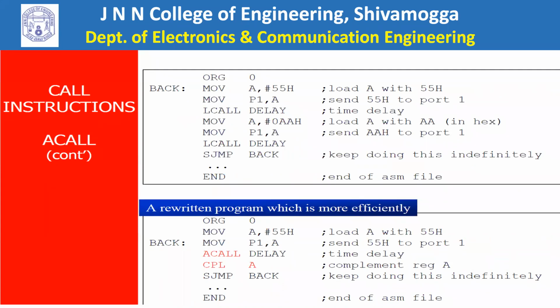Okay, you can just see the first program and the next program. The next program is an efficient program. Just go through the program. MOV A, #55: you are loading A with 55. And you are sending 55, that is A, to port 1. And you are calling some delay. After that, you are moving AA and putting it to port 1, and you are calling the delay.